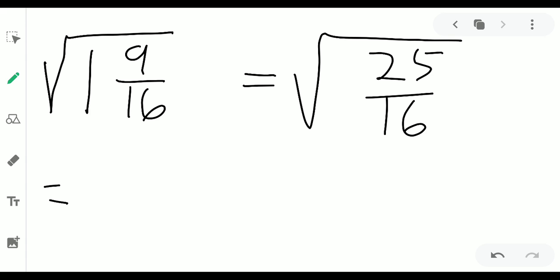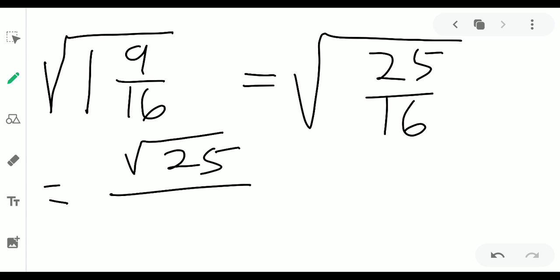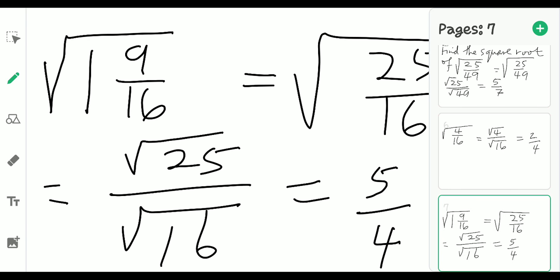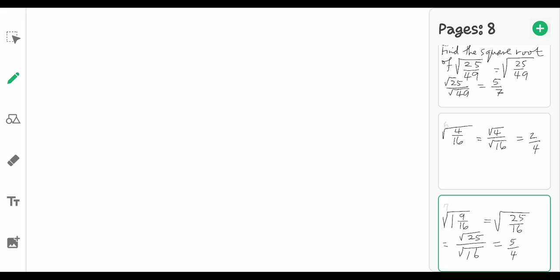Then the next stage is you are going to find the square root of 25 divided by the square root of 16, which you know already. That's what we did from the beginning. So this one will give you 5, and then this one will give you 4. Then you are done. So the square root of one whole number, 9 over 16, is equal to 5 over 4. Very, very simple. Let's move on. Let's try some more examples.